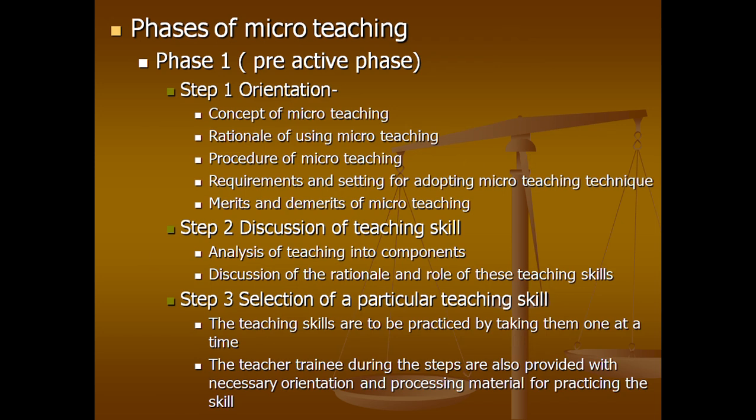The phases of micro-teaching. Phase 1, otherwise known as the pre-active phase. Step 1, orientation: concepts of micro-teaching, rationale of using micro-teaching, procedure of micro-teaching, requirements and setting for adopting the micro-teaching technique, the merits and demerits of micro-teaching. Step 2, discussion of teaching skill: analysis of teaching into components, discussion of the rationale and role of these teaching skills.